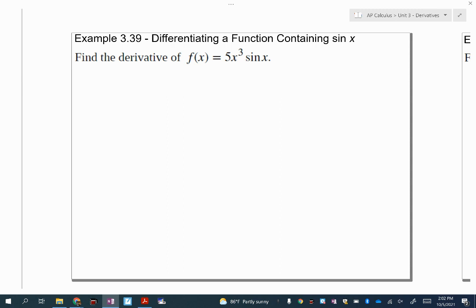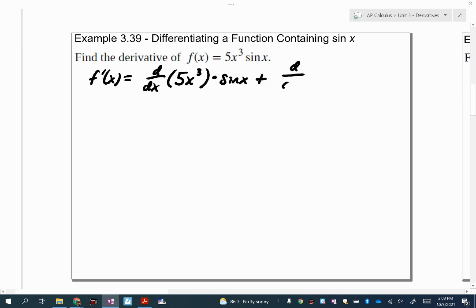All right, so let's find the derivative of this function, which is 5x cubed times the sine of x. So we're going to use the last slide that told us the derivative of the sine of x is cosine of x, and our understanding from the previous lesson about the product rule to find this derivative. So I'm going to do f prime of x equals the derivative, so d dx, of 5x cubed times the sine of x, plus d dx of sine of x times 5x cubed. All right, so that's the product rule.